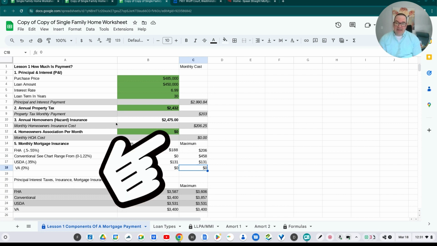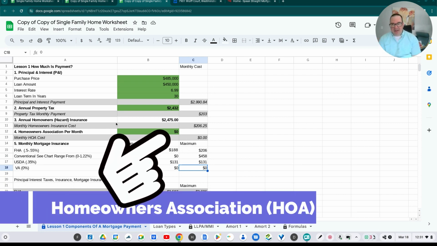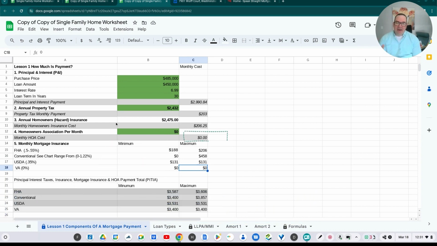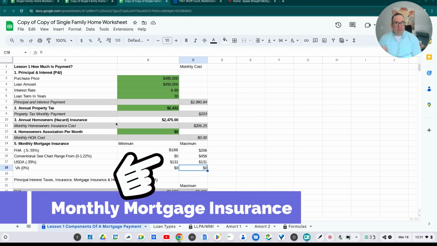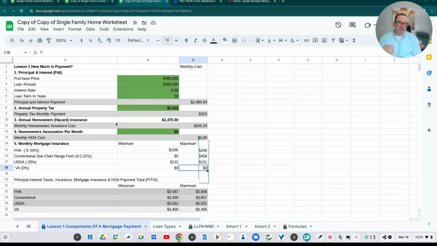Okay, next is HOA. Not all houses have HOA. If they do, I'll show you where to find it and how it influences monthly payment. Lastly, monthly mortgage insurance. Mortgage insurance is what you pay for not putting 20% down, and it varies by loan type. Okay, so now that's an overview of the components. We're going to take this and put it in action on calculating the actual monthly payment on a real property.